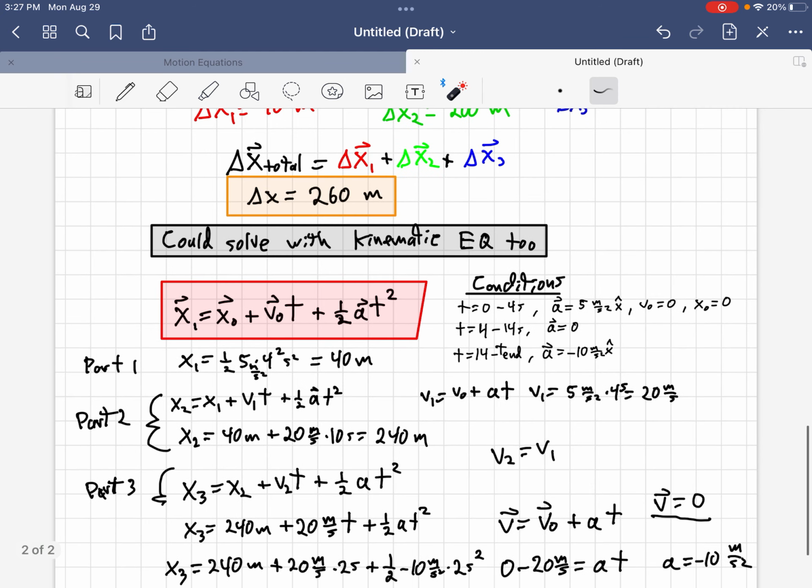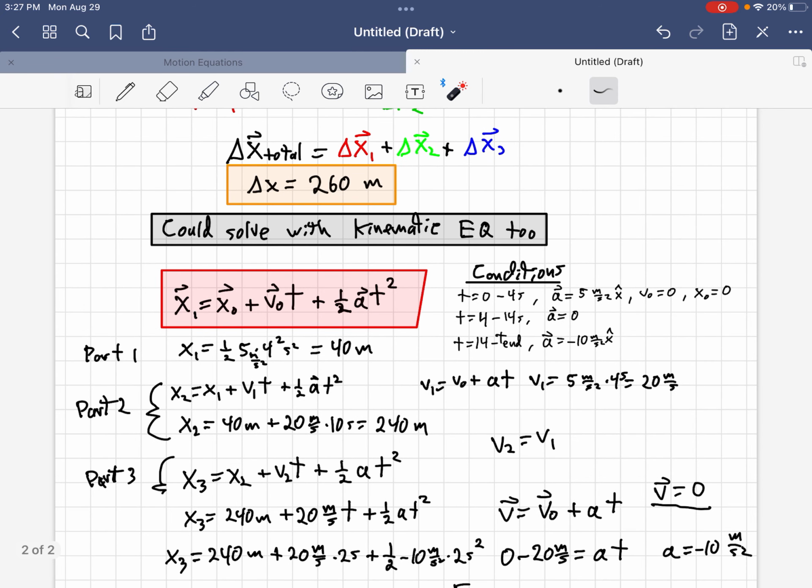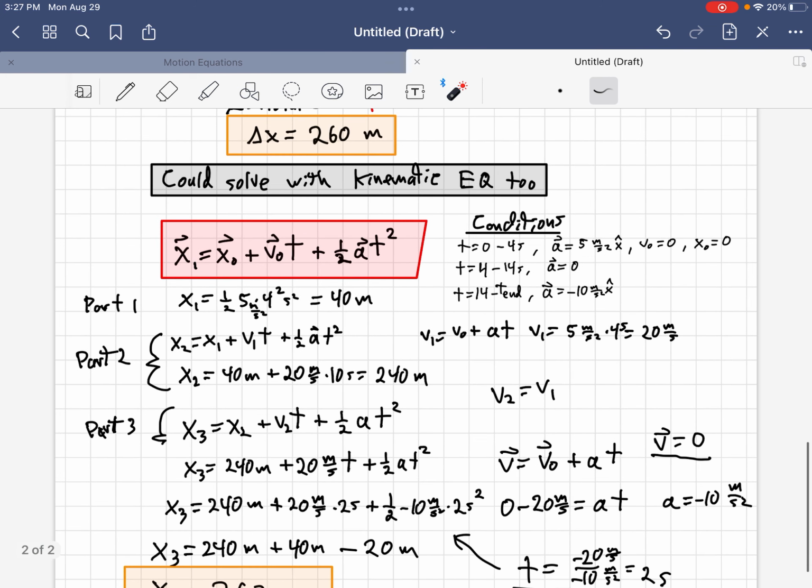And you could also just straight up use the kinematic equations too. You just have to do it in three parts. So I wanted to demonstrate that. You have to treat each part by itself.